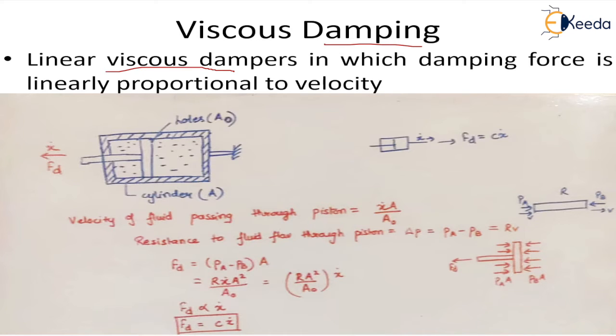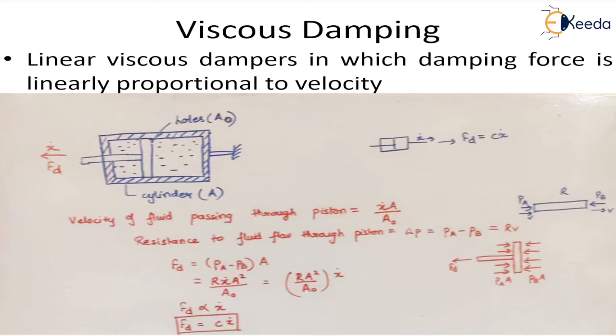Now what do we mean by linear viscous dampers? These are dampers in which the damping force, which we denote by F_D, is linearly proportional to the velocity of the movement, the velocity of the flow, or the velocity of the movement of the mass of the body. By this we mean that the faster the mass is moving, the more will be the damping force which resists the motion.